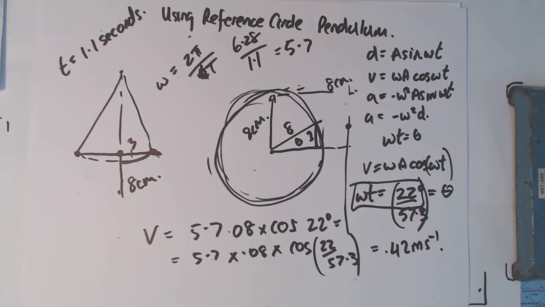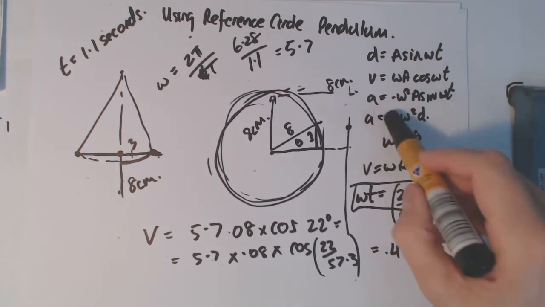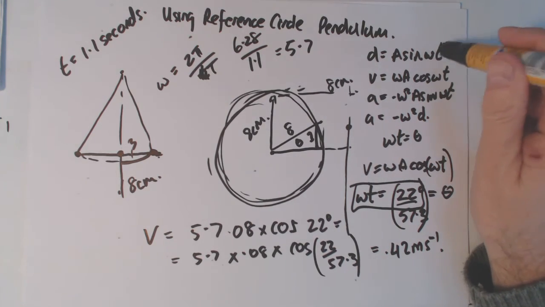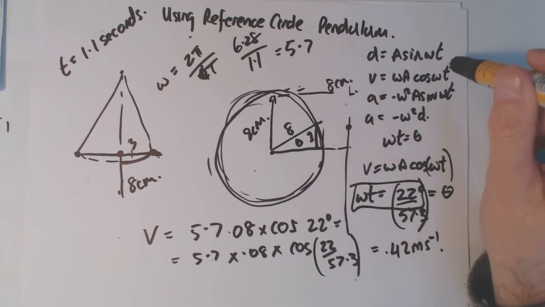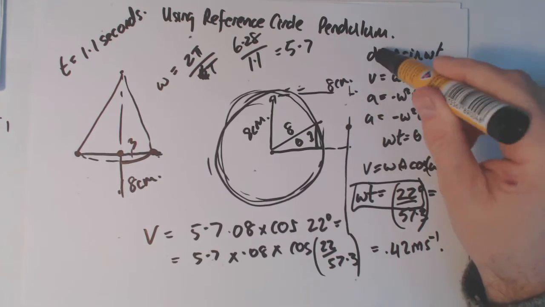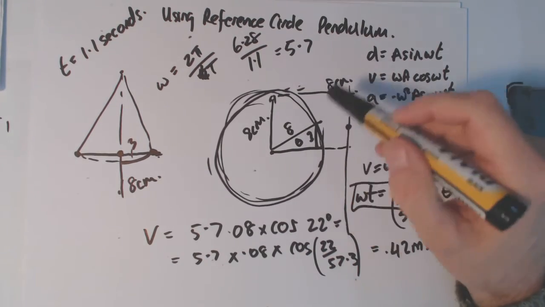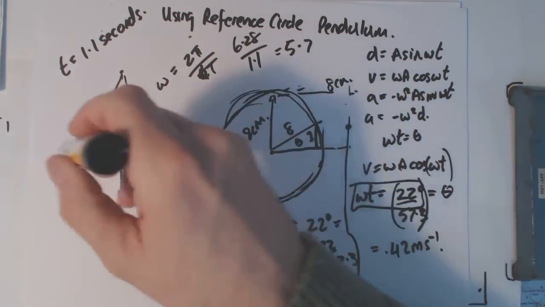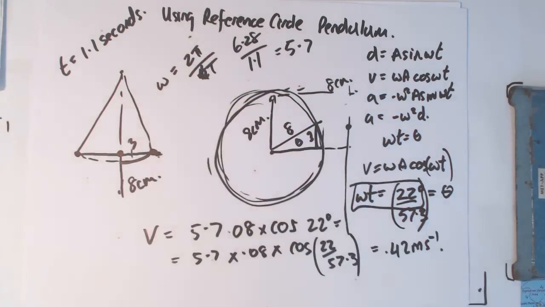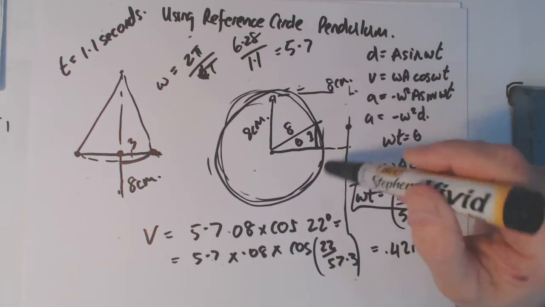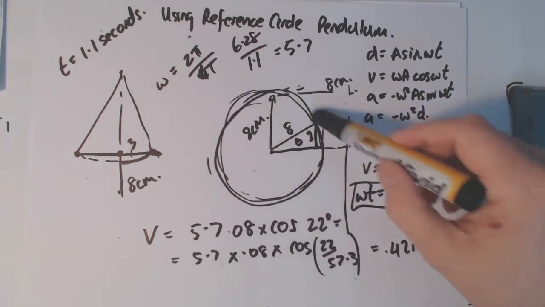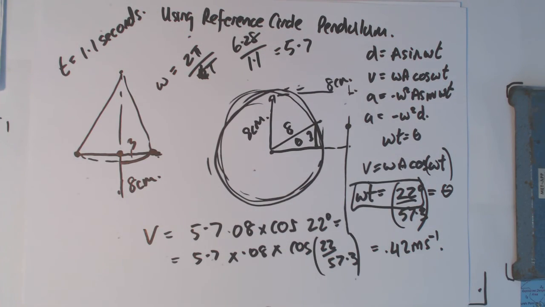And so you see the key to doing these problems is to work out the angle in these equations, because once we've got the angle from the reference circle, we can work out things like acceleration and velocity. And it doesn't matter whether your object is a pendulum swinging backwards and forwards or a spring going upwards and downwards, we always use the reference circle in the same way.